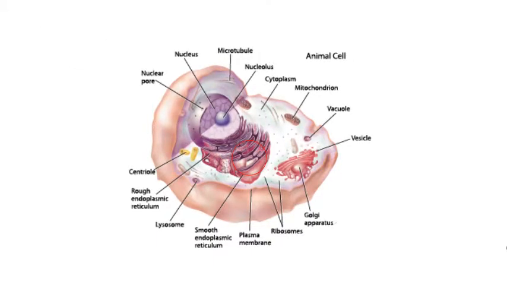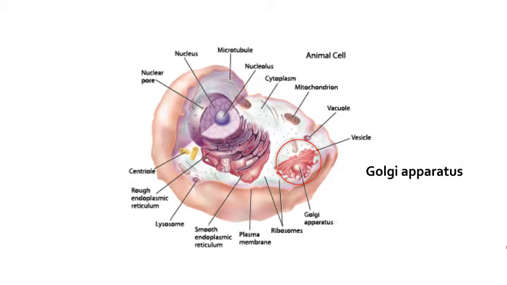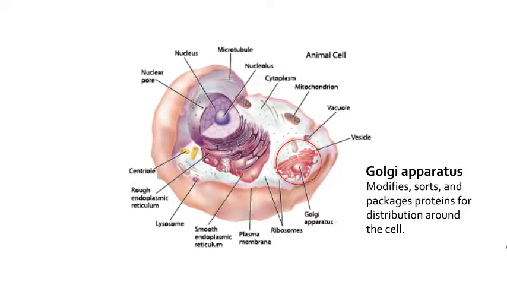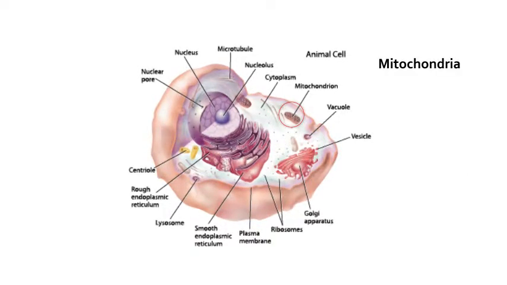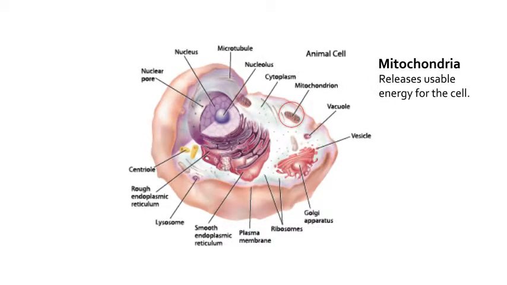Proteins synthesized on the endoplasmic reticulum are sent to the Golgi apparatus, which is a flattened stack of membranes that modifies, sorts, and packages proteins for distribution throughout the cell. The mitochondria is a highly folded organelle that releases usable energy for the cell.